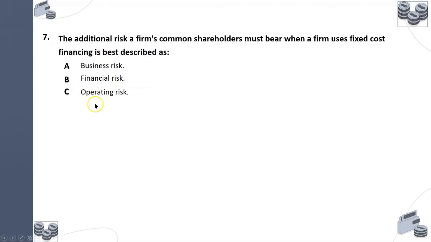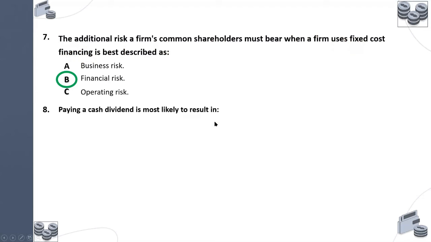It has nothing to do with operating risk, because the operating risk relates to fixed cost and variable cost, which is directly related to production. The business risk depends on the sales. The increase or decrease in the sales is the business risk. So the answer is definitely financial risk, because I'm bringing financing cost.